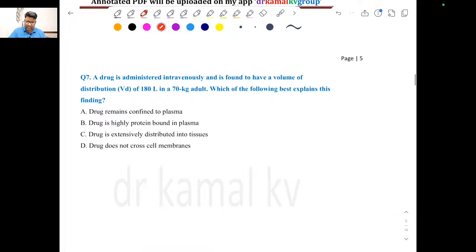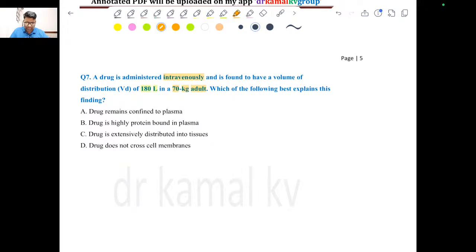So next question: a drug is administered intravenously and is found to have a volume of distribution of 180 liters in a 70 kilogram adult.